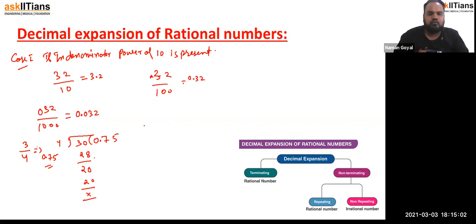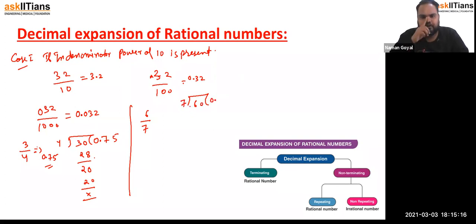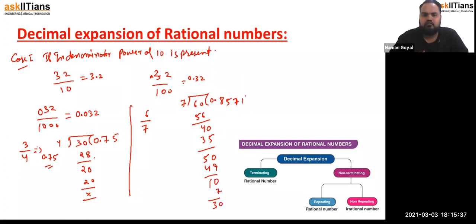Okay, got it? Next, if we want to divide 6 by 7, 6 by 7. Now 0 point 0 comes here. How many times? 8 times, 56. Remainder 4, then 0, 5 times, 35. Now 5 again comes, again we can take 0. How many times? 7 times, 49. Now 1 again, we take 0, 1 7 3, again we take 0, 4 28. Now again 2, 0, 14.